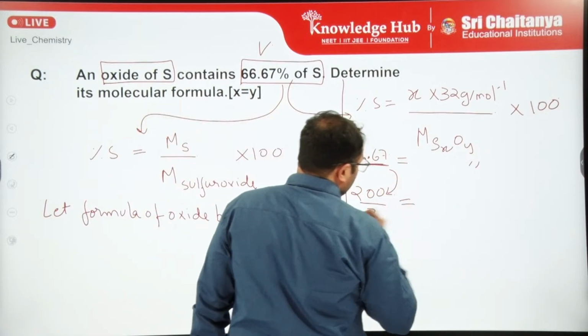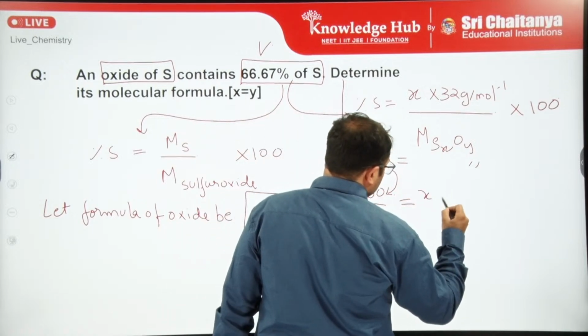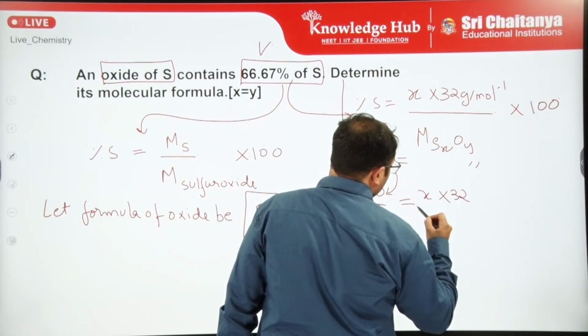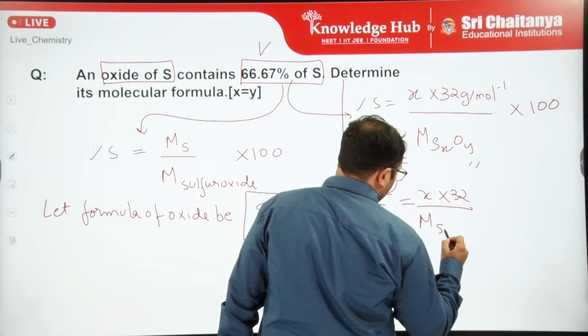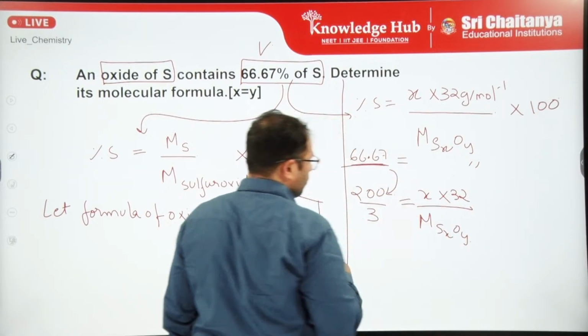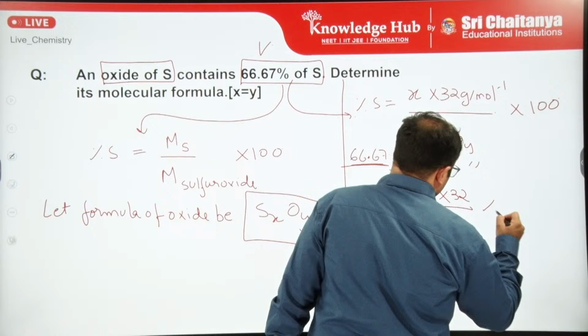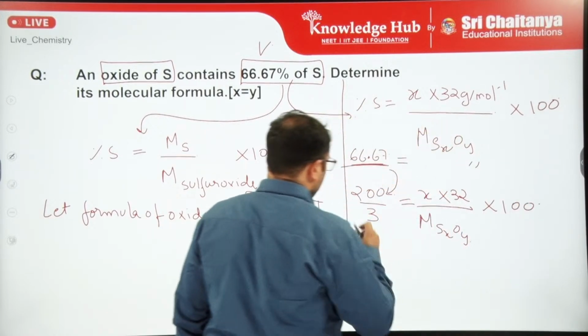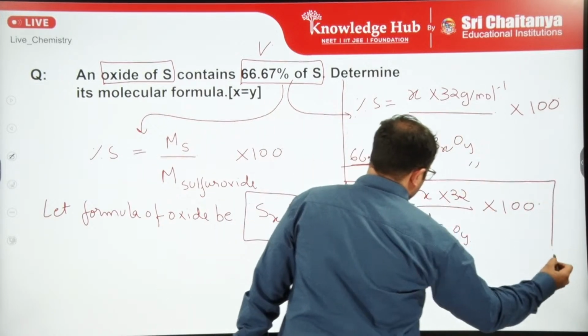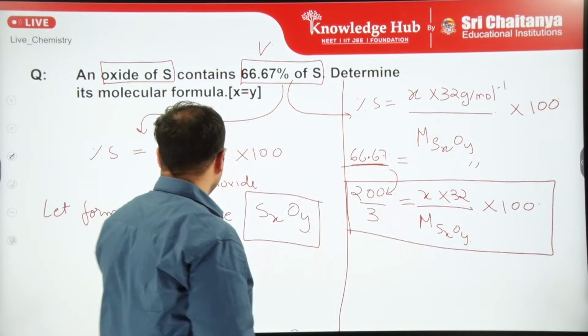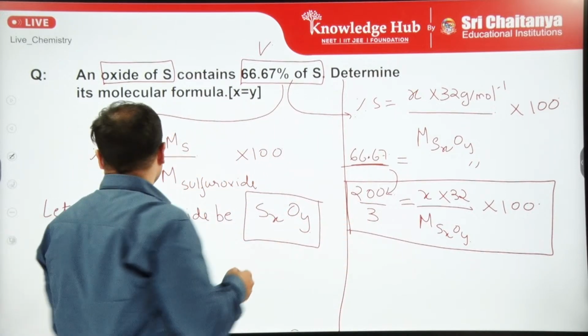Now if you do this, right, into 100. So this is the formula that we have right now. Now let us see how we can proceed further from this formula.